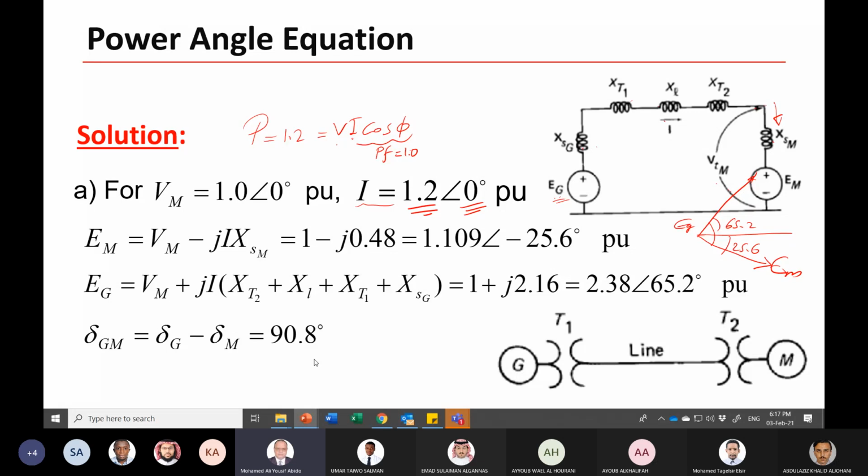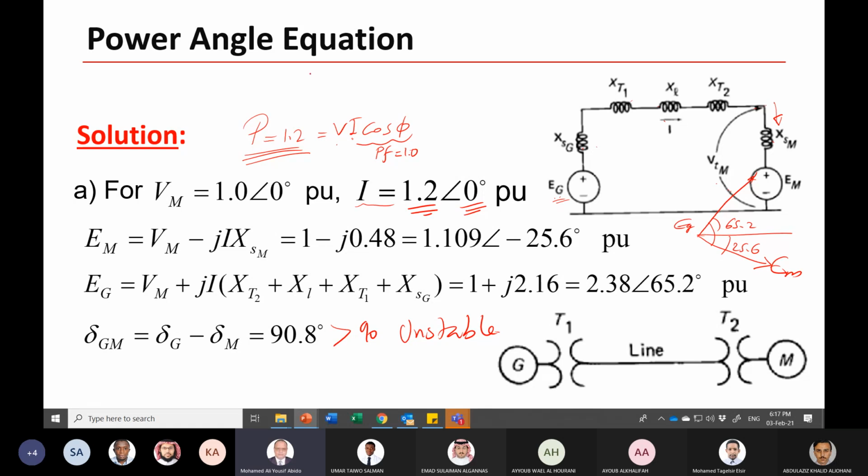Would the system be stable or unstable? Unstable. This exceeds 90 degrees. Hence it is unstable. Under this 1.2 per unit power transfer, the system is unstable. We are here.